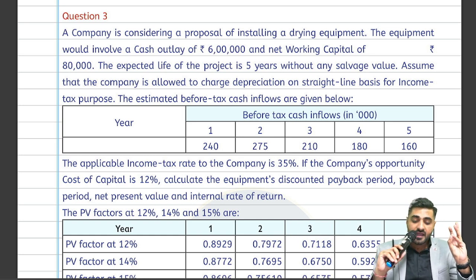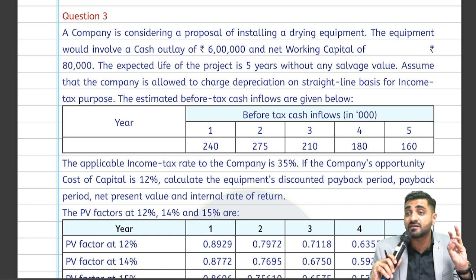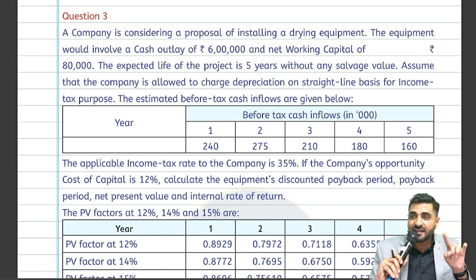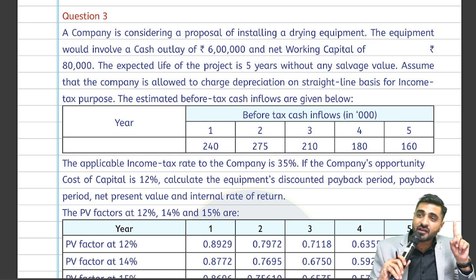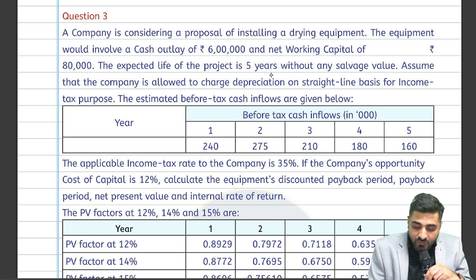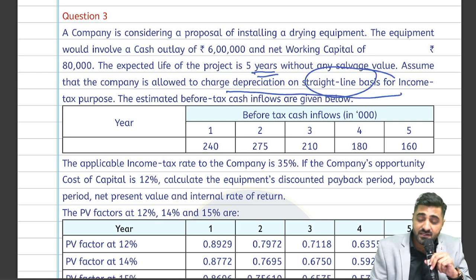Yes, sir. And also there is working capital requirement of 80,000. Can you all please tell me what's the total amount of investment which is supposed to be made? 6 lakh 80. When will this investment be made, beta? Tomorrow, day after tomorrow, or right now? So its present value should be 6 lakh 80,000. The expected life of the project is 5 years, and there is no salvage. And depreciation is based on straight line basis for income tax purpose.